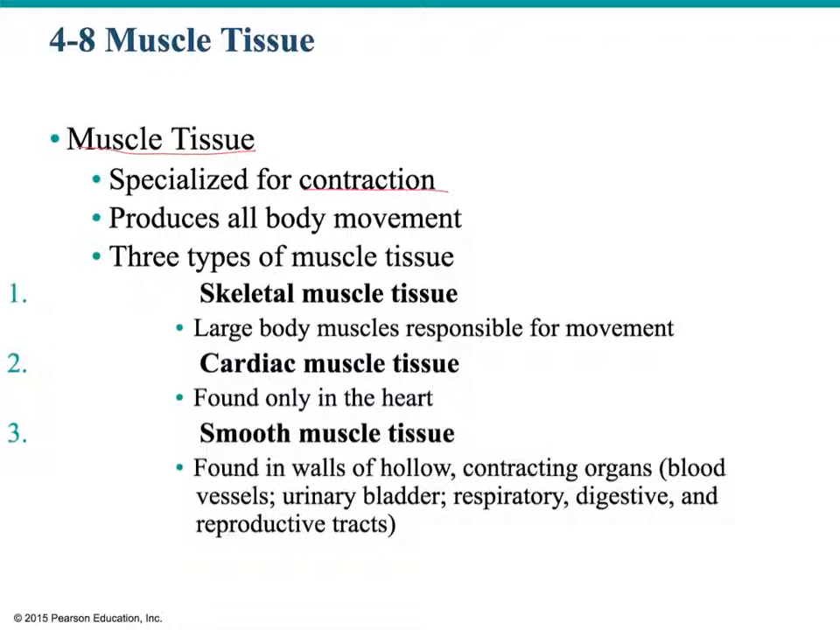So when all your muscle tissues contract, they produce some sort of a body movement. And there's 3 types of muscle tissue. So the skeletal muscle tissue, when it contracts, moves your skeleton or your bones. So those are your major body muscles.